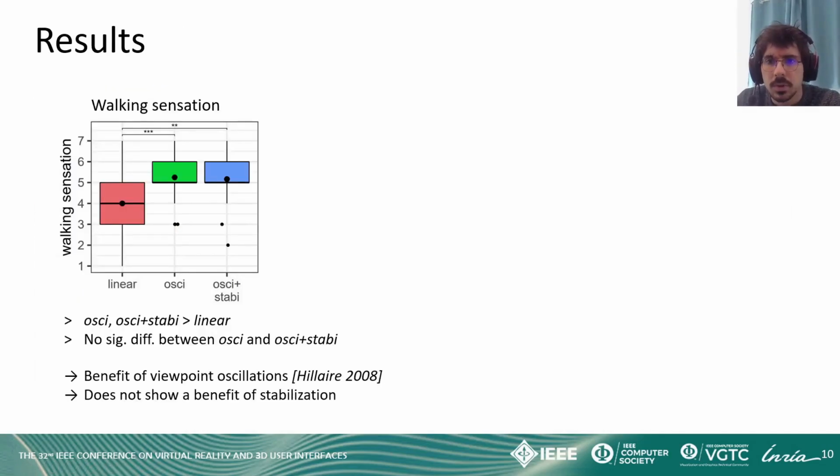So in the results, we found that walking sensation was higher in both conditions with oscillations compared to the linear condition, and we found no significant difference between both conditions with oscillations. So this does not confirm previous results that stabilization increases walking sensation, and this may be attributed to the fact that the experimental setups were quite different between our study and the previous one, in that the display used was not immersive and no walking avatar was used, which may, in our study, have overridden this small benefit for walking sensation.